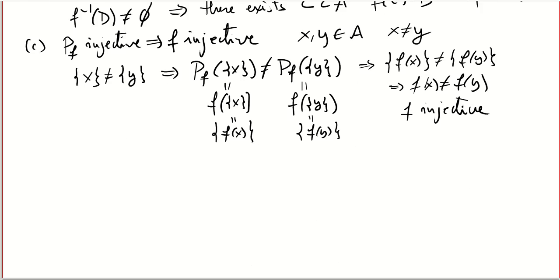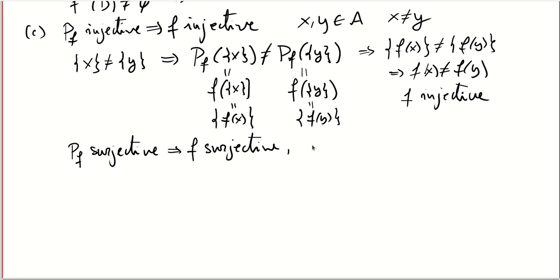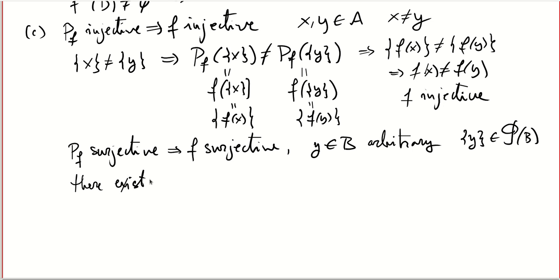All right. Let's see now, the second proposition: PF surjective implies F is also surjective. So for that, we're going to take y in B arbitrary, so any point in B. Then, of course, the set {y} belongs to the parts of B. And since PF is surjective, there exists C, a subset of A, such that PFC is equal to {y}.